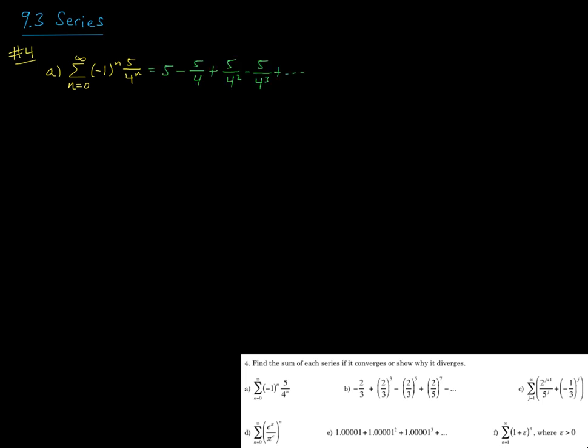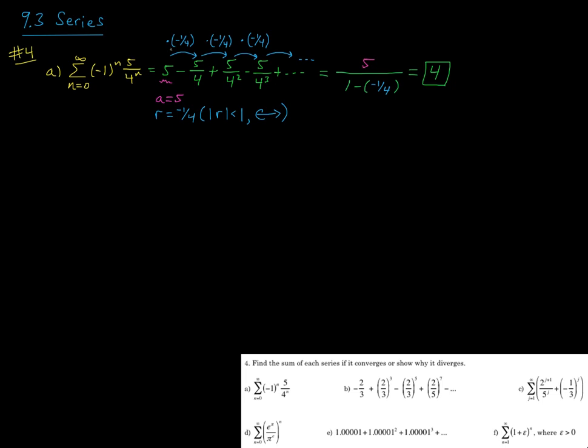So let's start by writing out the first few terms of the series. This is 5 minus 5/4 plus 5 over 4 squared minus 5 over 4 cubed, and so on and so forth. And so we can see that this is a geometric series whose common ratio r is -1/4, right? Because if I multiply by -1/4, that's going to take me from term to term. And we note here that since the common ratio r is strictly less than 1 in absolute value, this is a convergent geometric series. And the first term of the series, a, is 5, right?